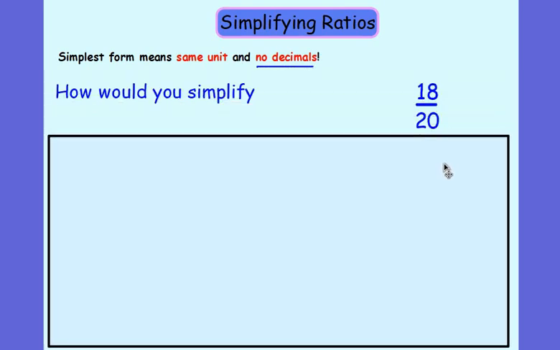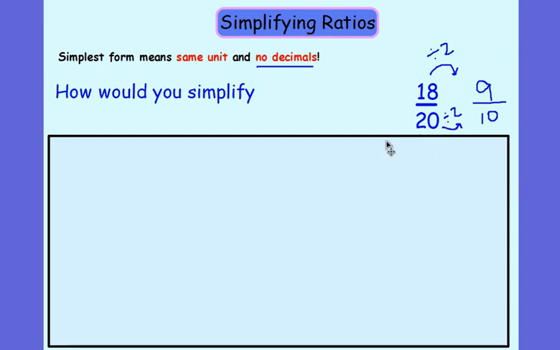Here's my question to you. How would you simplify 18 over 20? Libby, how would you simplify 18 over 20? Divide top and bottom by 2? Very wise. If I divide top and bottom by 2 of my fraction, I'm left with 9 over 10. And that's fully simplified. I can't divide that anymore, as I would then get a decimal.